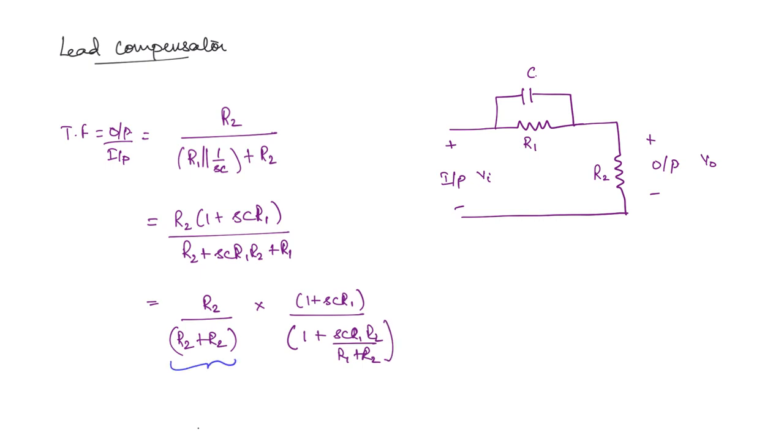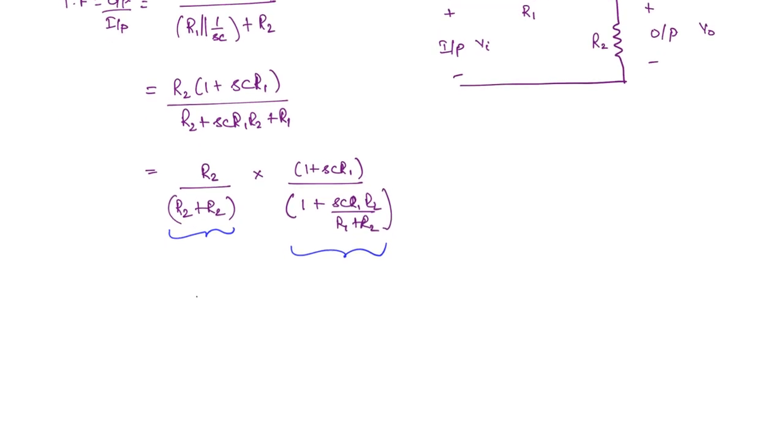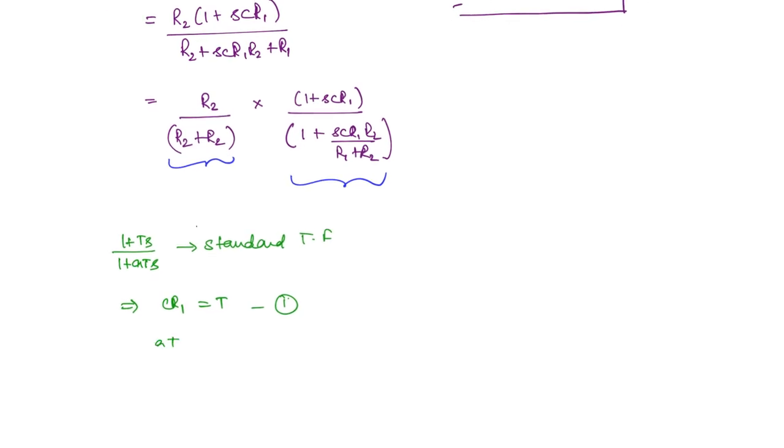So here you have a constant, and here you have a pole and a zero. If you compare with the standard transfer function of the lag lead compensators, 1 plus Ts by 1 plus ATs, this is the standard transfer function, right? So from here you can see that CR1 is equal to T, this is one expression, and AT is equal to CR1 R2 by R1 plus R2. This is going to give you A is equal to R2 by R1 plus R2.